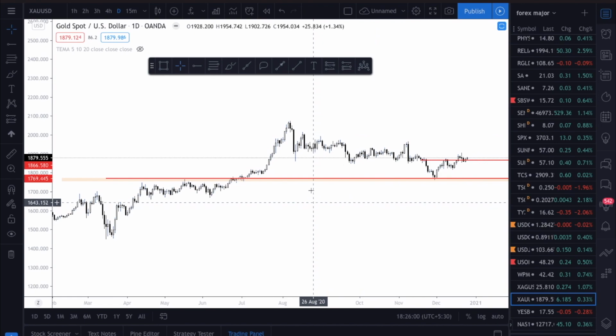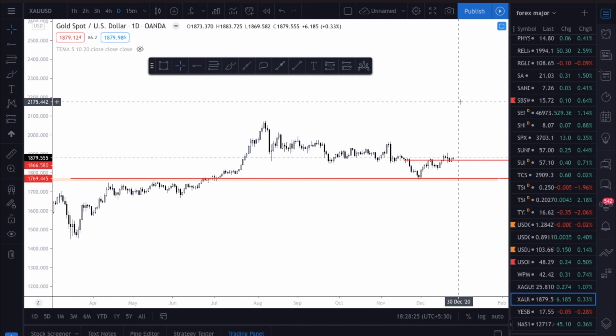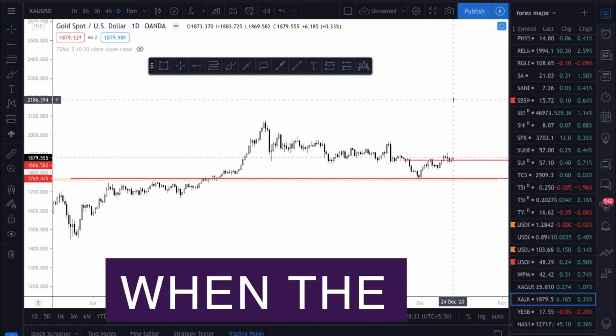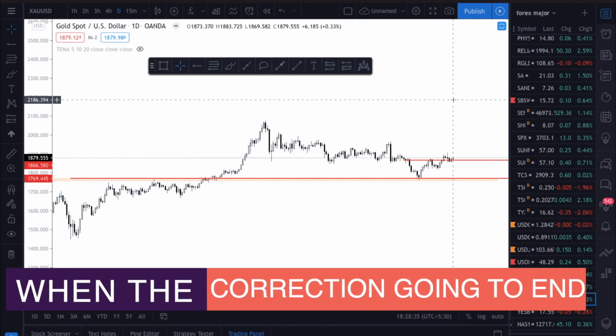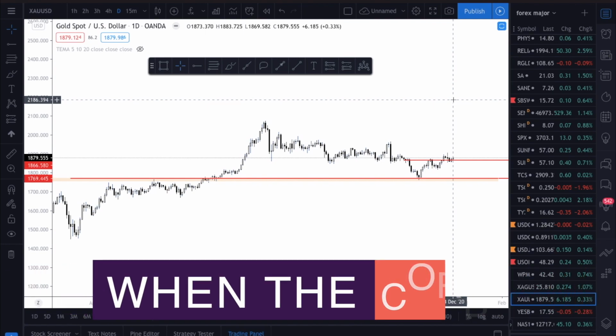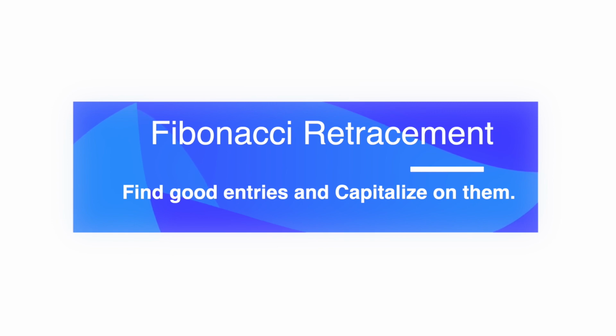Like in this case, the market is correcting. Now there is a possibility that the price can give the next impulse in the upward direction. The only thing is we need to find when the correction is going to end, and that's when we are going to use step 3. If somehow we are able to find when a correction is going to end and when a new impulse will begin, we can easily find good entries and capitalize on them.